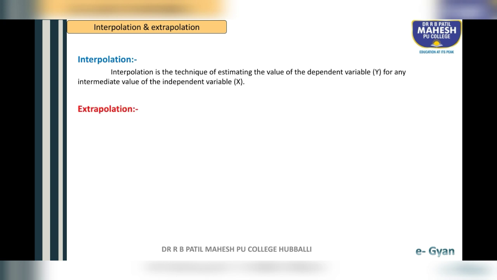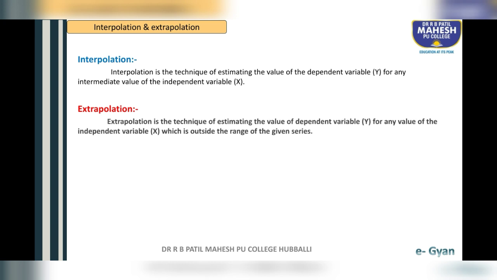And the second one is extrapolation. What do you mean by extrapolation? Extrapolation is the technique of estimating the value of the dependent variable, that is y, for any value of the independent variable x which is outside the range of the given series. So students, if you are finding the missing value of an outside value, that is called extrapolation. For 2 marks you can be asked to write the meaning of interpolation or extrapolation. Many times the definitions are repeated.